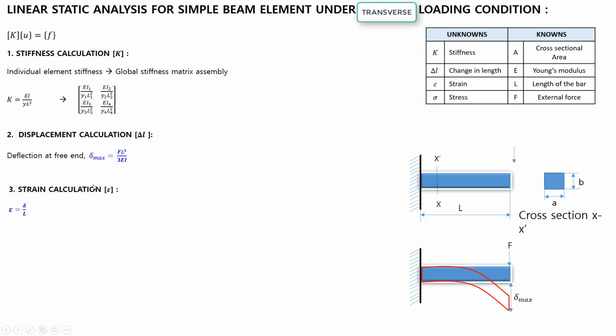As a third step, we calculate the strain value. As you know, strain is equal to the change in length, like displacement, divided by the original length. The fourth step is the stress value, which follows Hooke's law: stress equals Young's modulus times strain. So this is how FEA software solves the problem. Now we will see how to perform this activity in the software HyperMesh.